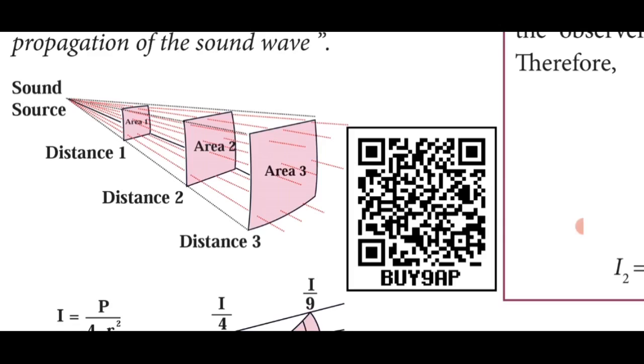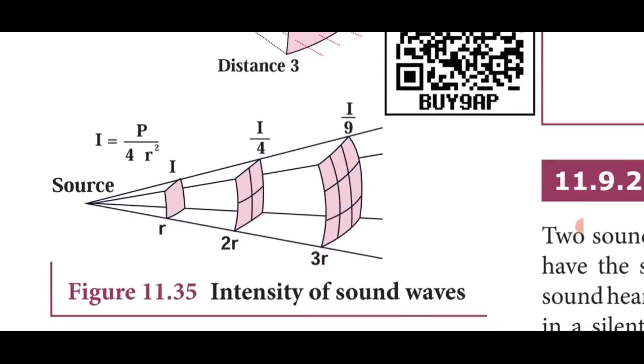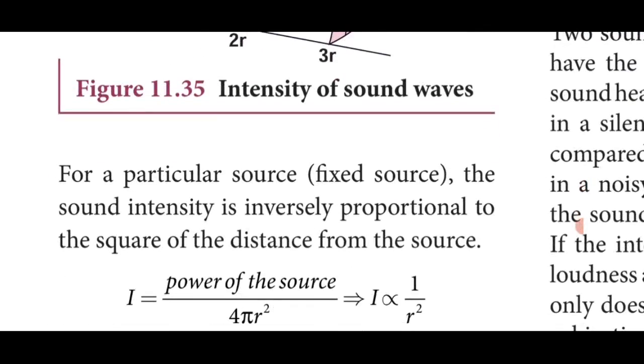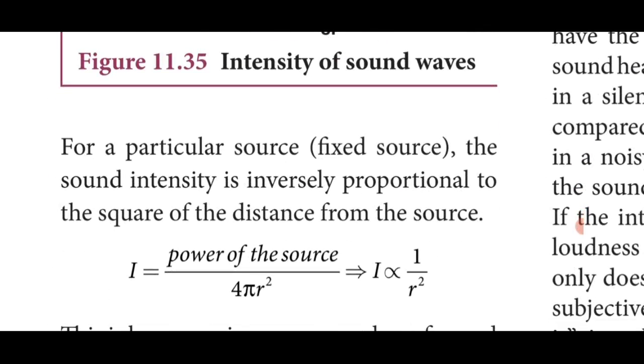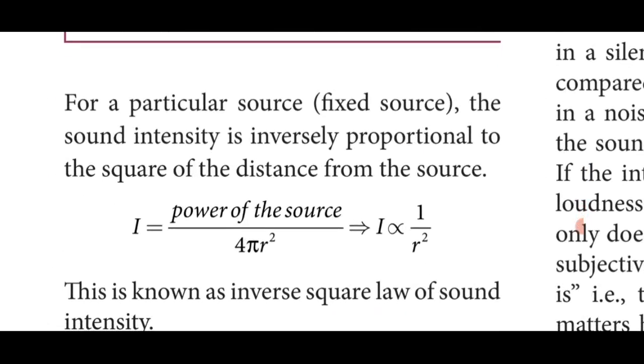Sound source at distance 1, then distance 2, distance 3, and the sound reaches them, and like that the sources will be for the different distances. Okay, this is the intensity of sound waves. For a particular fixed source, the sound intensity is inversely proportional to the square of the distance from the source.